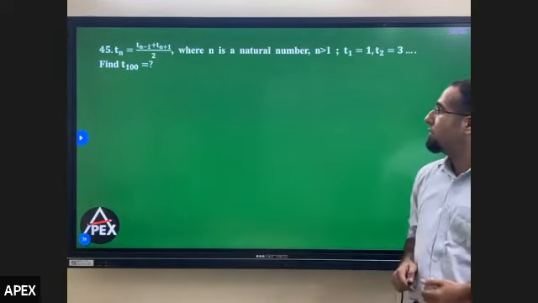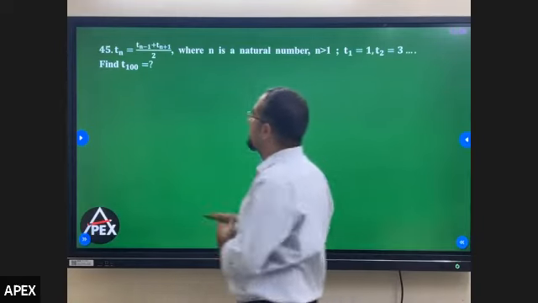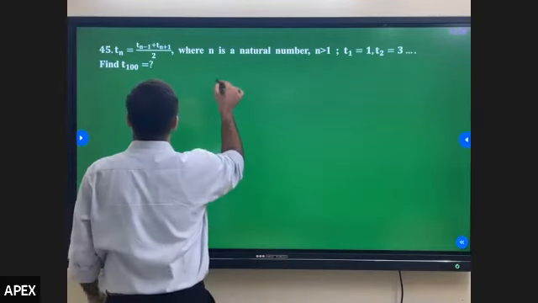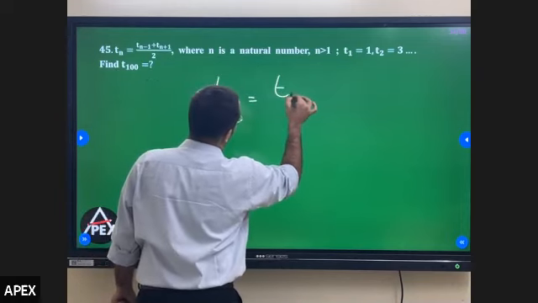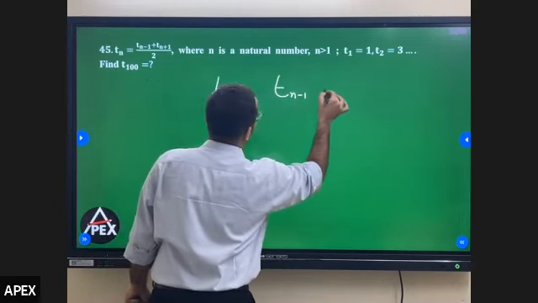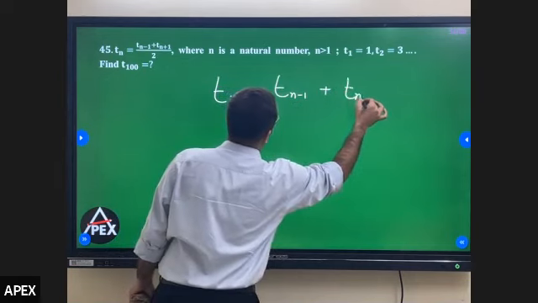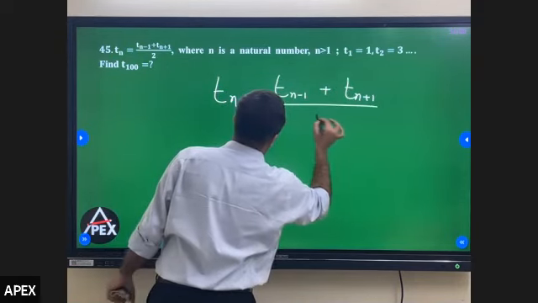Simplified. So, okay, for online students, I guess a little smaller font. My bad. So I'm just writing in larger font, guys. T of n is equal to T of n minus 1 plus T of n plus 1, divided by 2.